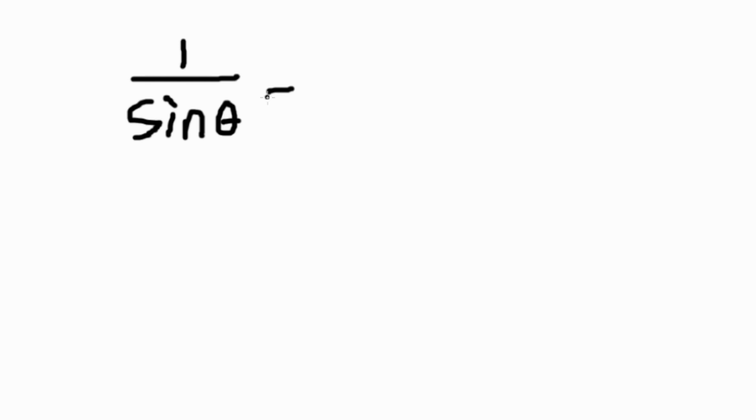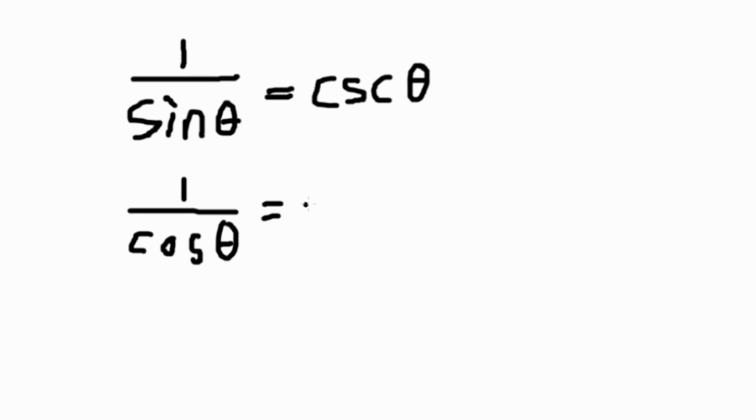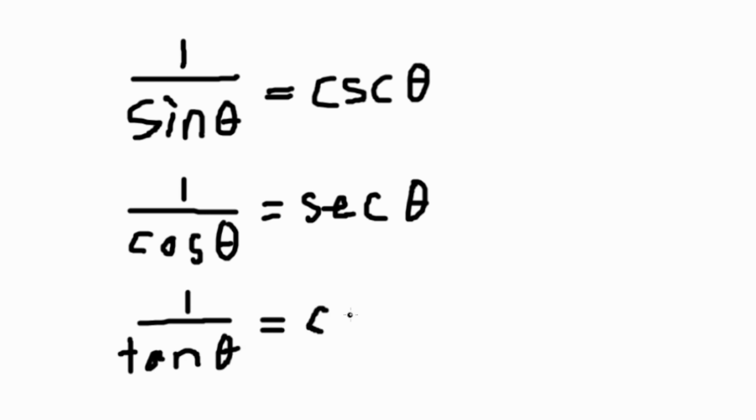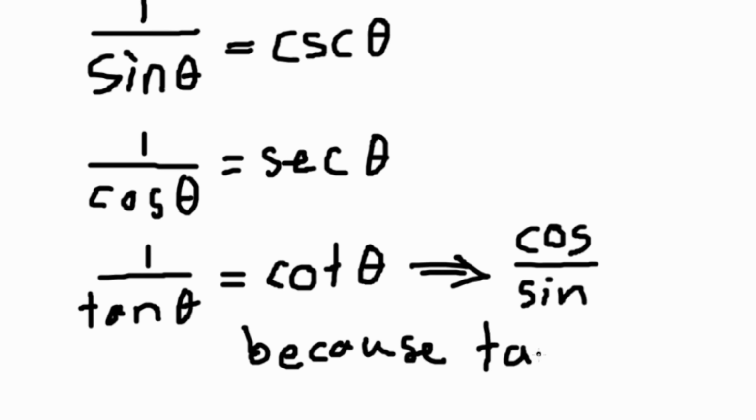There's also the reciprocal identity, so 1 over sine theta equals cosecant of theta, 1 over cos theta equals secant of theta, and 1 over tan theta equals cotangent of theta, which is also the same as cos theta over sine theta because tan theta equals sine theta over cos theta.